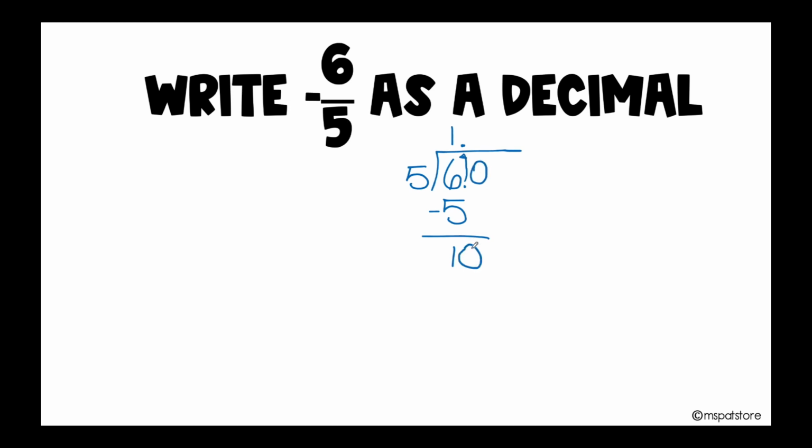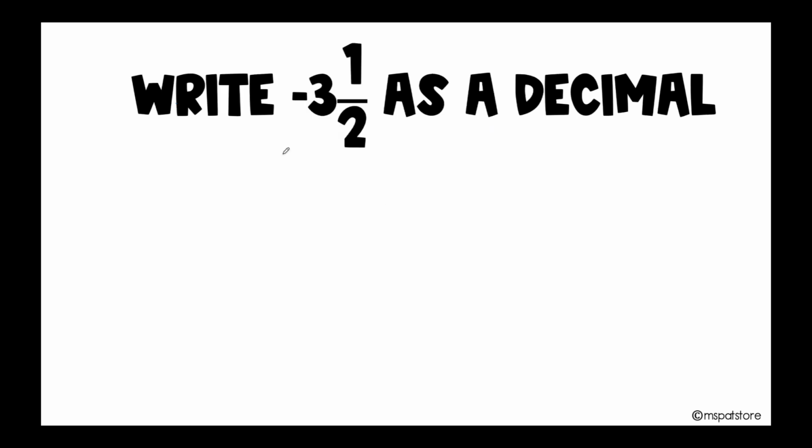Bring down the 0. And now you know that 5 fits into 10 two times. So it will be 10 minus 10, that is equal to 0. So this is equal to negative, because this is negative, 1 and 2 tenths. So basically, you just ended up with a terminating decimal. There was no pattern here that kept repeating and repeating. All right, I would like you to pause the video and try to do this one by yourself.